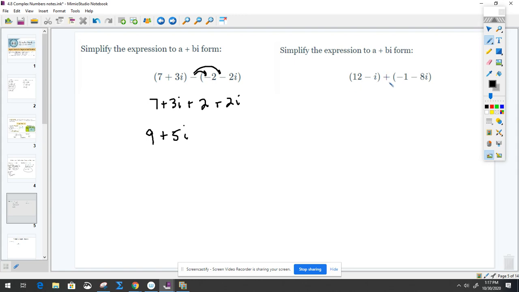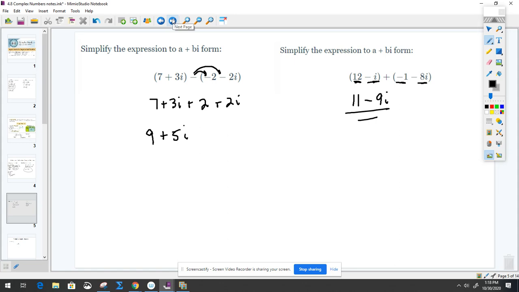For the next problem, it's a plus sign, so I don't need to distribute the negative. I literally just combine like terms. So if you're looking at this and saying, well, why didn't I distribute here? Okay, I can, but what's 1 times negative 1? It's just a negative 1, so it wouldn't change it. And what's 1 times negative 8i? It's negative 8i. It wouldn't change it. So I would get 12 plus negative 1 is 11, and then negative i plus negative 8i is a minus 9i. So there's that answer right there. No need to distribute if it's a plus. You just combine like terms.